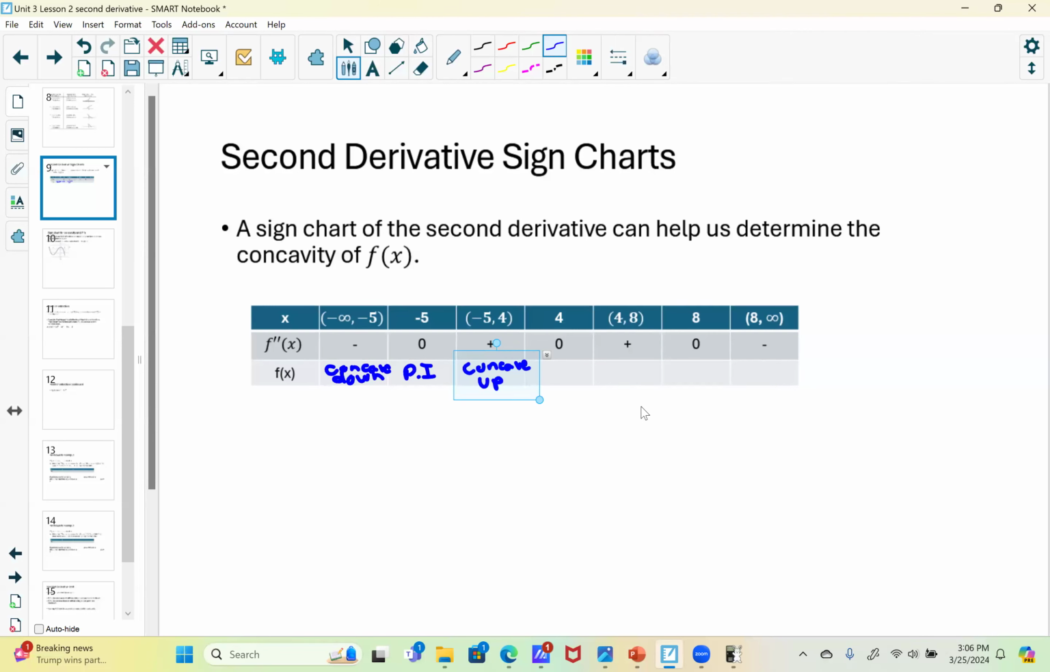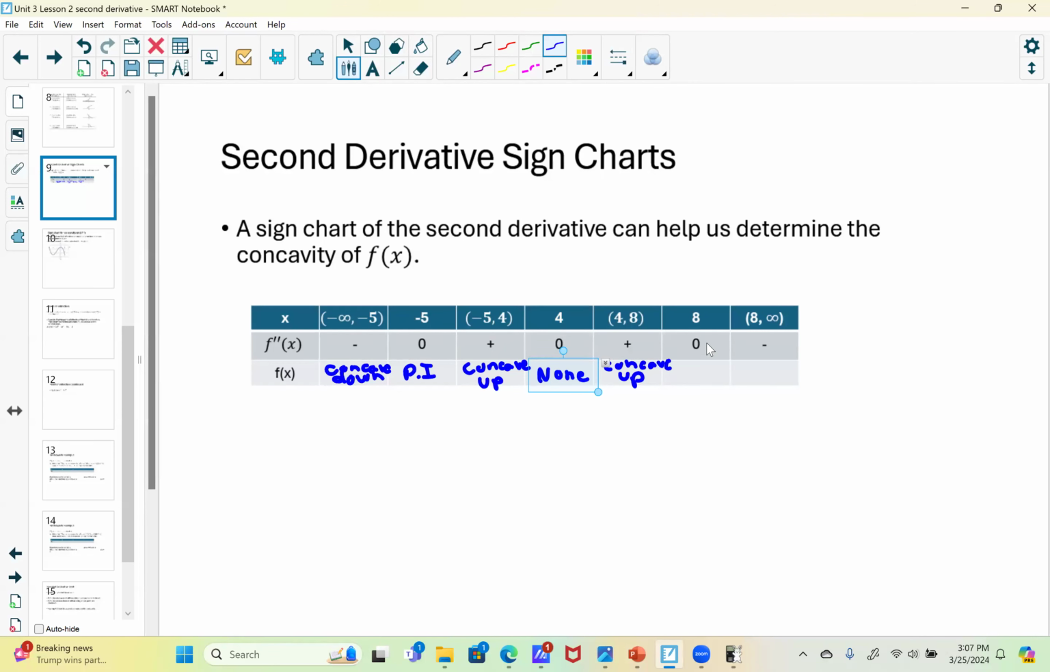So then I look from 4 to 8, the second derivative is positive, and so I'm still concave up. And so at x equals 4, this is neither. This is not a point of inflection, okay? So you could put none, NA, something like that to indicate this is not a point of inflection because the concavity did not change, because the second derivative did not change sign.